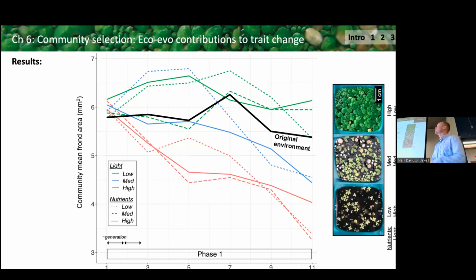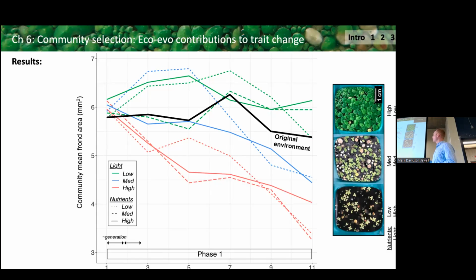Okay, let's take a peek at the results. So these are results just from the selection phase. So this is data taken from the mesocosms, not the reciprocal transplant. Here we have 12 weeks of growth. Each line is the mean for each set of environmental conditions. So line type is nutrients, line color is light. The black line here is the ancestral community in the original environment. And we're looking at community mean frond area.